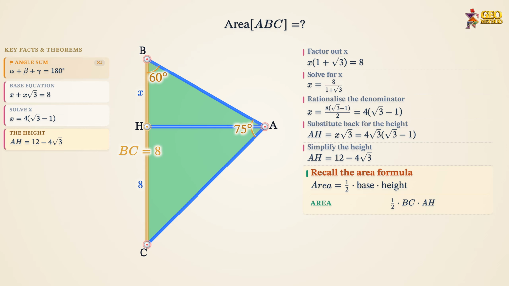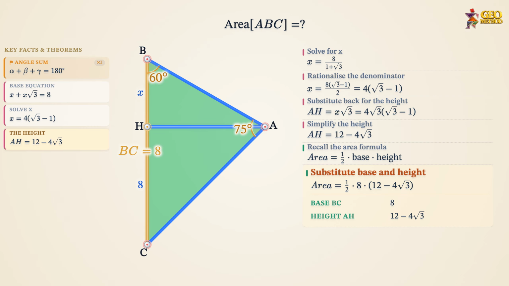The area of any triangle is 1/2 its base times its perpendicular height. Here the base is segment BC and the height is the altitude AH we worked so hard to find. Substitute the numbers in. The base segment BC is 8 and the height segment AH is 12 minus 4 times the square root of 3. The area is 1/2 times 8 times that height.